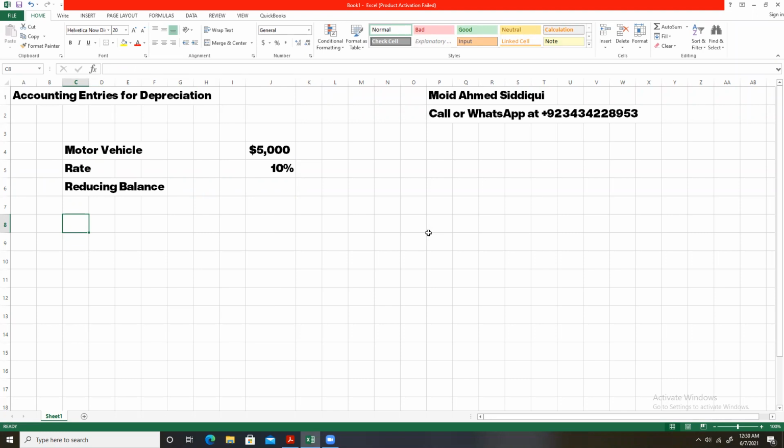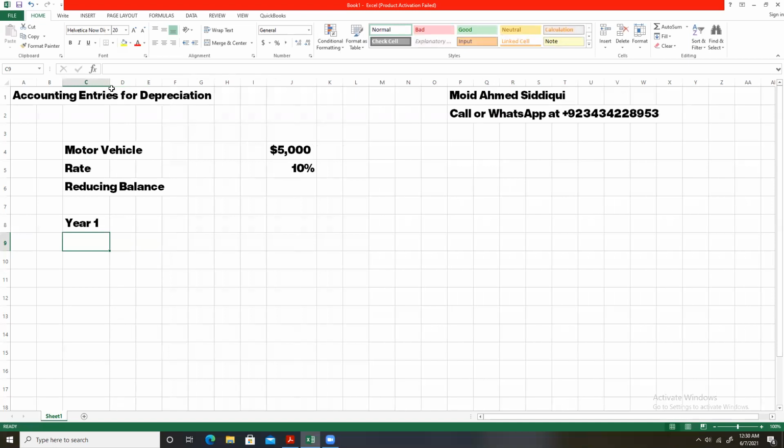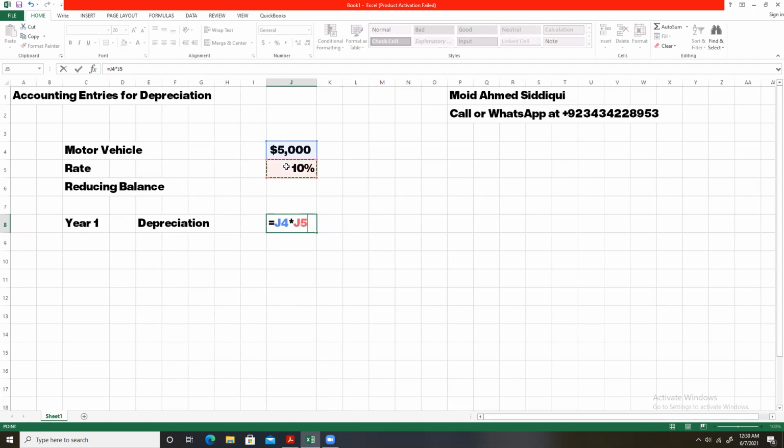What will be the depreciation expense in the first year? Let's calculate how much the depreciation expense will be in the first year. $5,000 multiplied by 10% is $500. So this will be the depreciation expense in the first year.